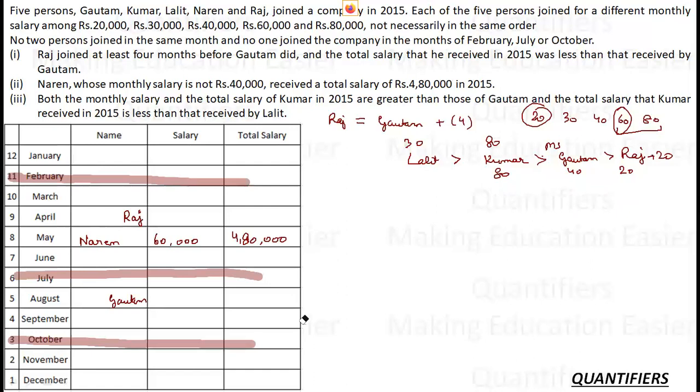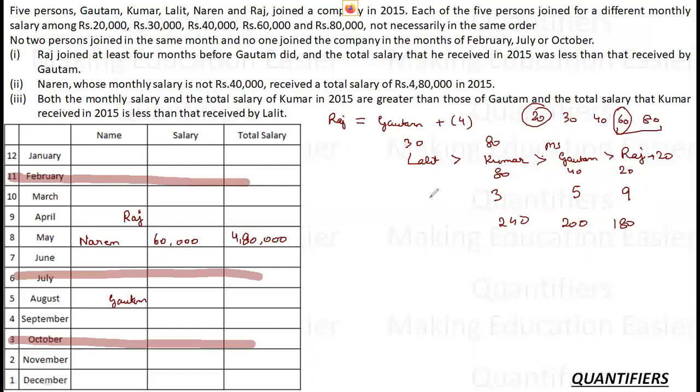So there is only one possibility: Raj is working from April for 9 months and Gautam is working in August for 5 months. So 9 into 20 is 180, 40 into 5 is 200. In order to make him higher, the value should be 3 or more. Let's say I keep it 3. 80 into 3 is 240. And then 30 into 9 is 270. 9 is not possible because 9 is with Raj. 10 is possible. 30 into 10 is 300.